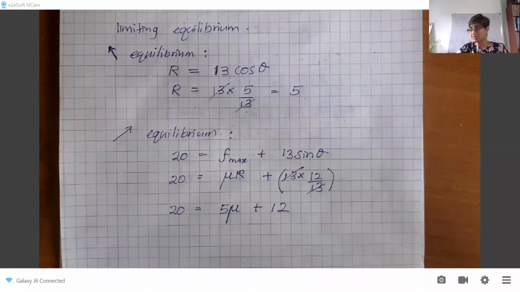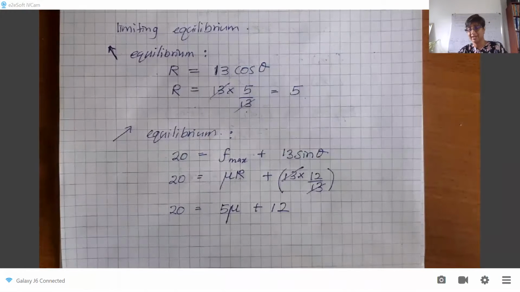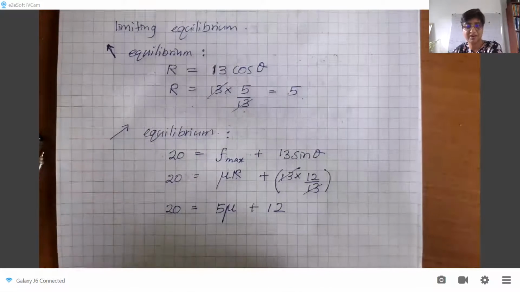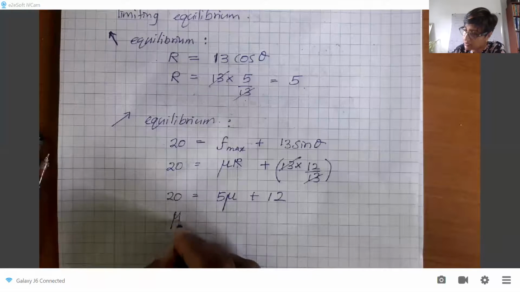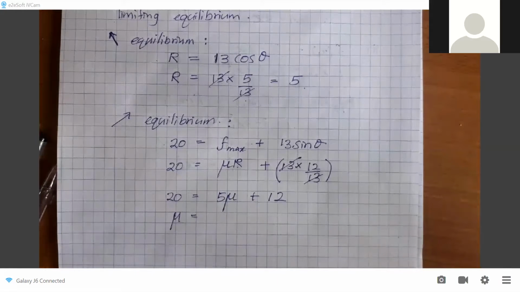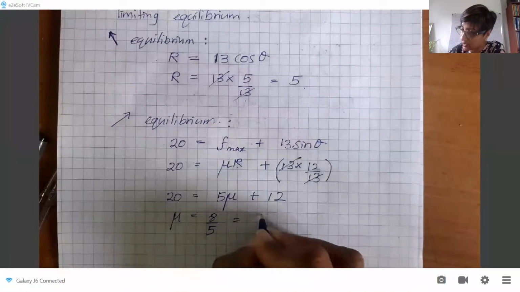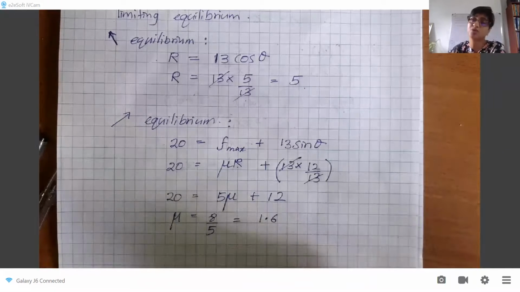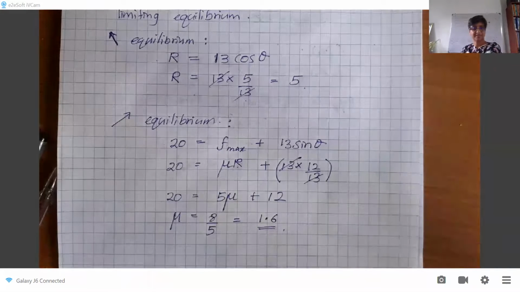Even if you had not read the question, you could have just started to apply equations and found what you can find, right? So can you find mu from this little simple equation? Mu is how much? 8 divided by 5, which is basically 1.6. They said, show that mu is 1.6, and we are done. We showed that. Is this clear?